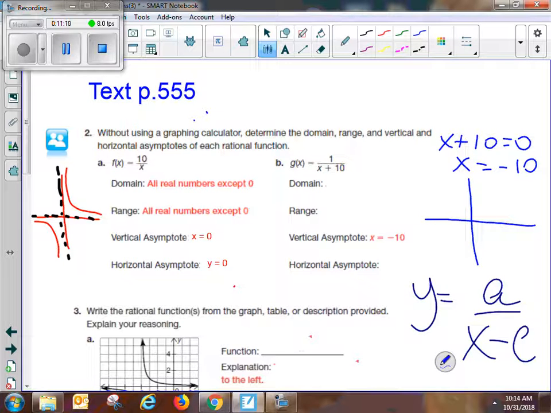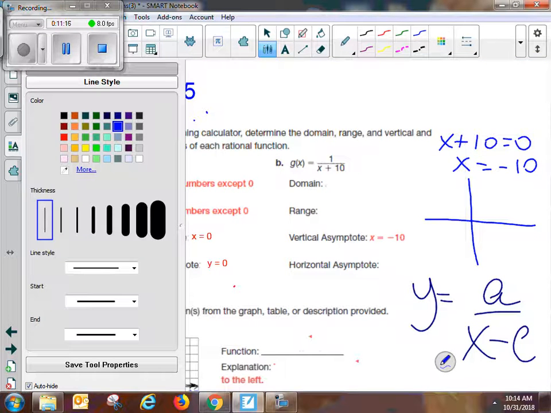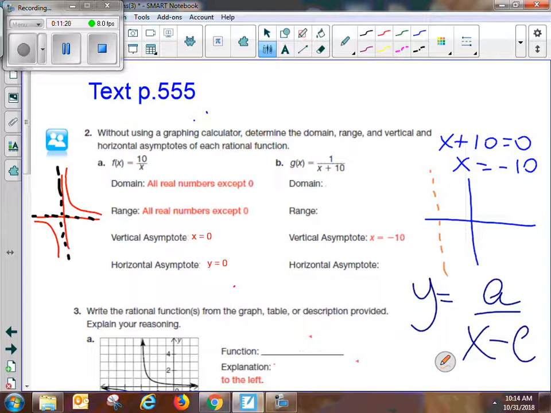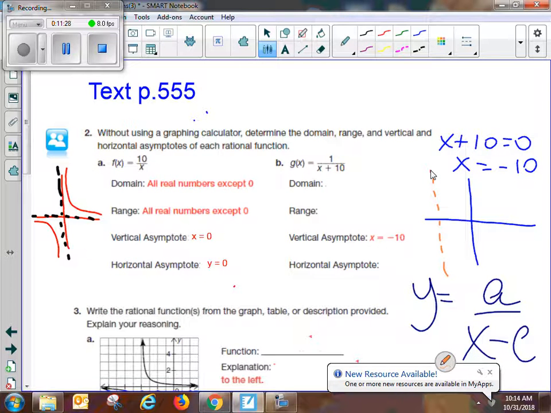So instead of having a VA at 0, now we have to put 1 over here at negative 10. So let's change color. So we have a VA happening right there. Now, I'm going to make my sketch. My whole sketch, my 1 over x sketch, when I move the asymptote, gets moved with it. So I'm moving everything over to the left 10.